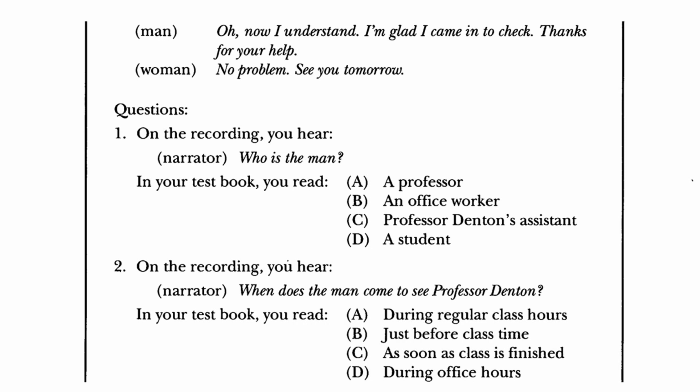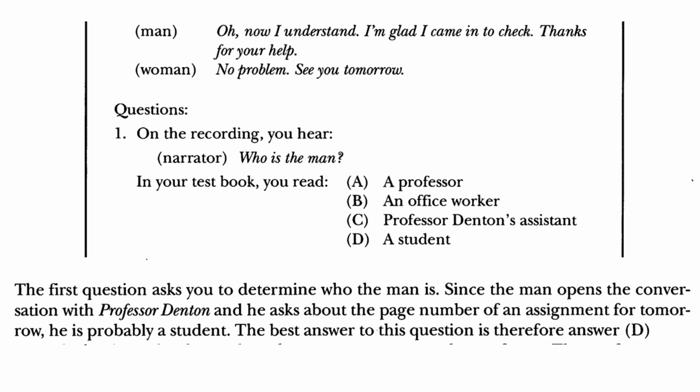Questions. Number 1. On the recording, you hear narrator: Who is the man? In your textbook, you read: A. A professor. B. An office worker. C. Professor Denton's assistant. D. A student. The first question asks you to determine who the man is. Since the man opens the conversation with Professor Denton and he asks about the page number of an assignment for tomorrow, he is probably a student. The best answer to this question is therefore answer D.